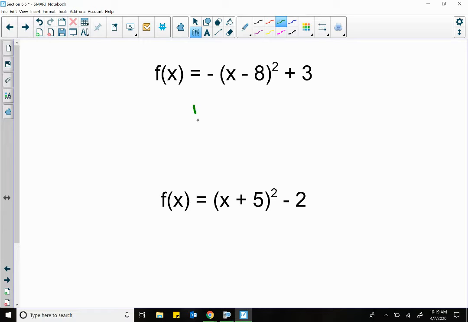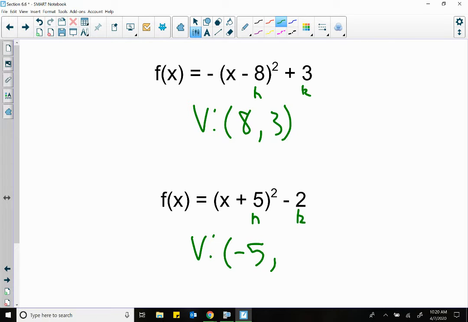All right, so up here, the vertex, here's the H, here's the K. Opposite of a negative 8 is a positive 8. And the K we keep, so it's a positive 3. And there's the vertex. It is that easy, I promise you. All right, so let's take a look at the next one. Here's the H, here's the K. So the opposite of a positive 5 is a negative 5. And since this is a negative 2, it'll stay negative 2. And there's the vertex. So that's method number 1.